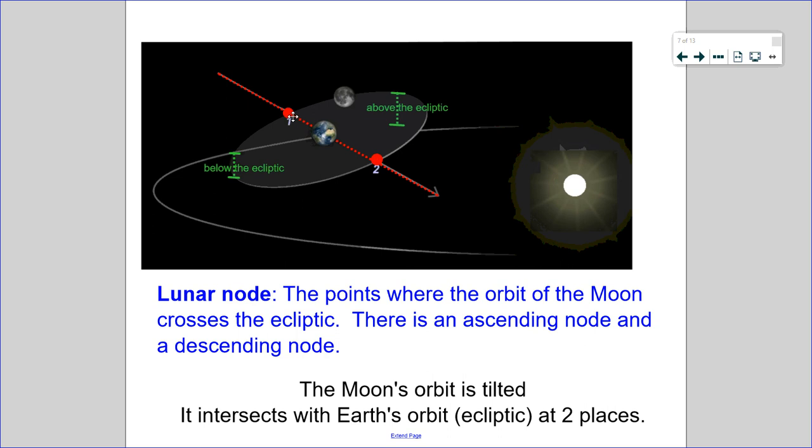These are called lunar nodes, and you can see that as the moon goes counterclockwise, most of the time is spent above the ecliptic or below the ecliptic. When it's rising in its orbit, that's called the ascending node, and then when it starts coming down, that's called the descending node.